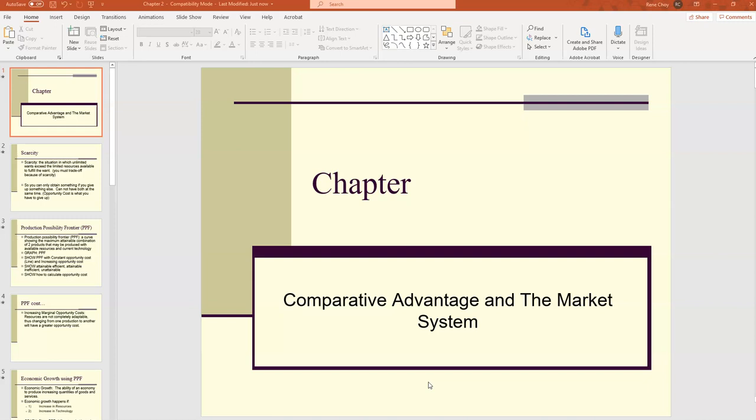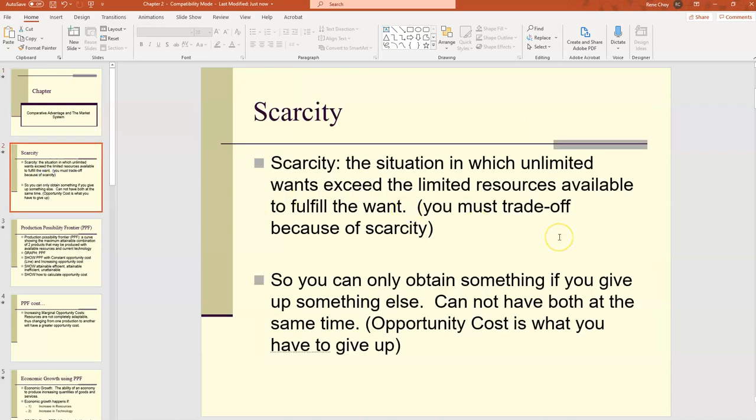Today we're going to be talking about comparative advantage and what exactly is the market system. Now before we start, we need to understand the issue of scarcity again. The issue of scarcity is usually brought up in beginning chapters in macro and microeconomics, and scarcity is basically a situation in which you have unlimited wants that exceed the limited resources that you have.